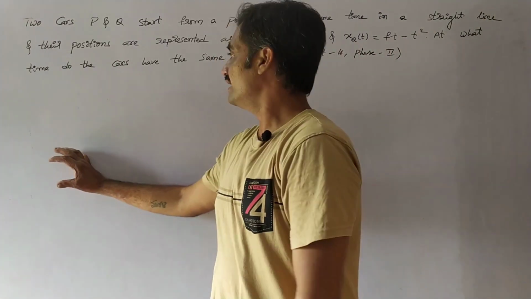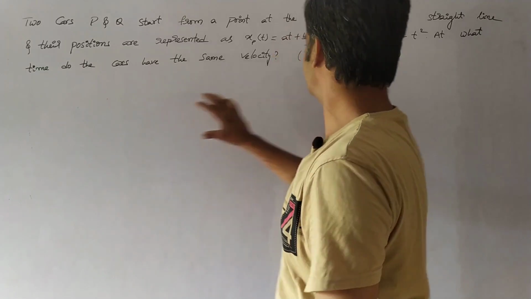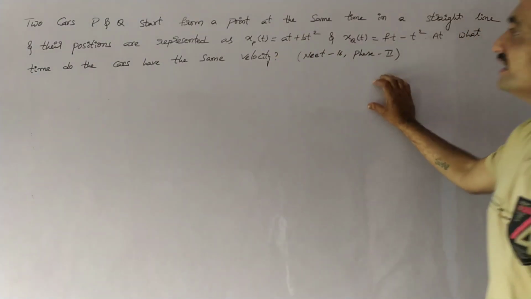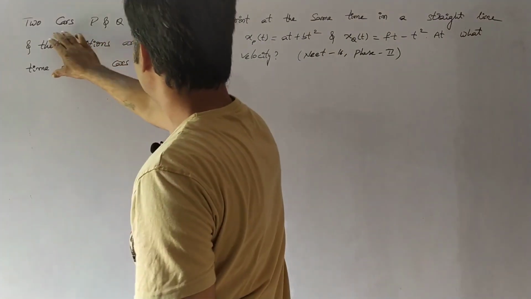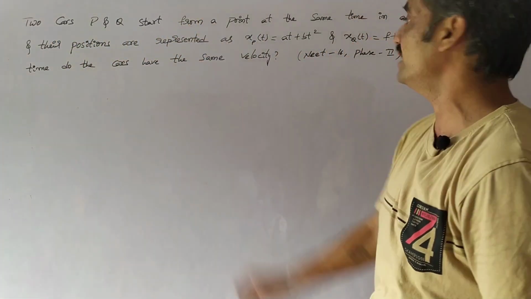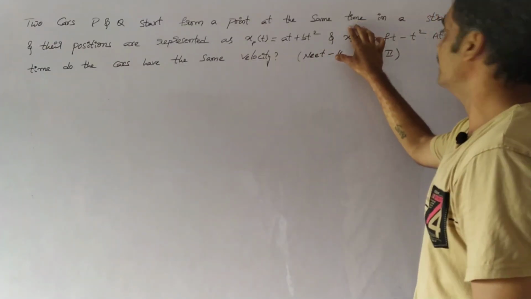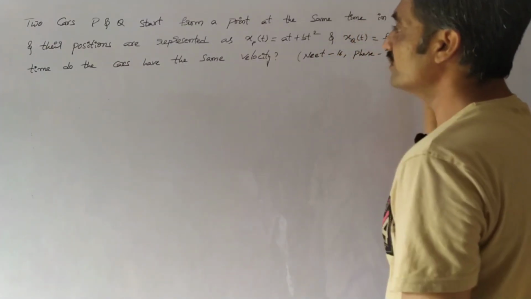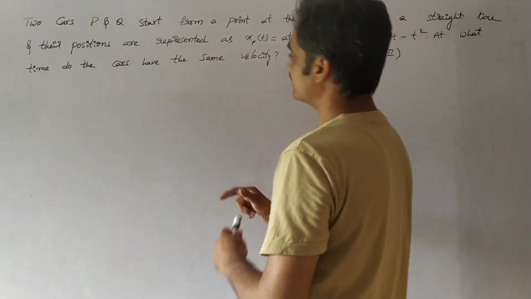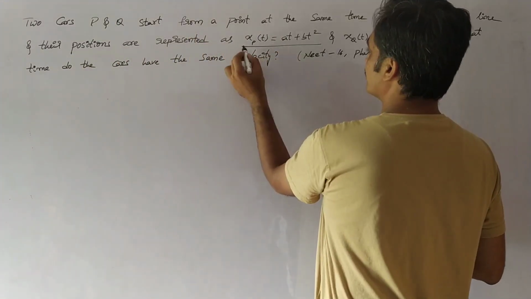Now we are going to see the next numerical which was asked in NEET 2016 phase 2. In this numerical, observe that two cars P and Q start from a point at the same time in a straight line. They are moving in a straight line and their positions are represented as follows.